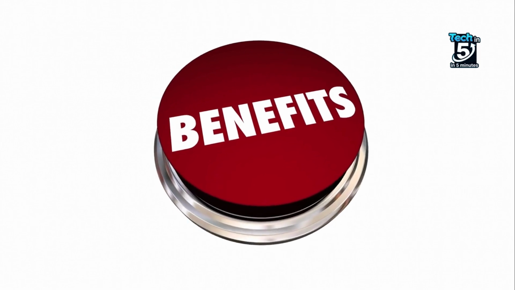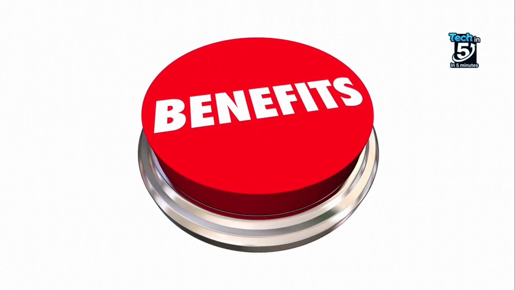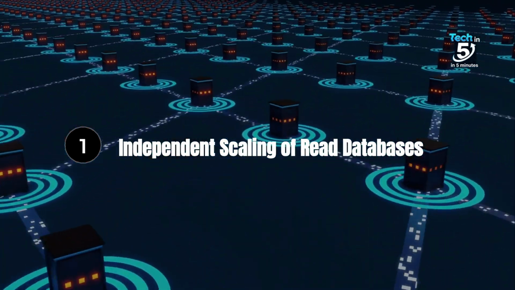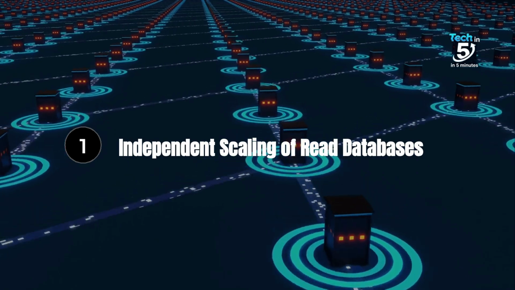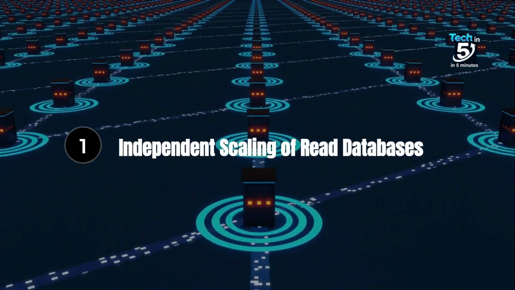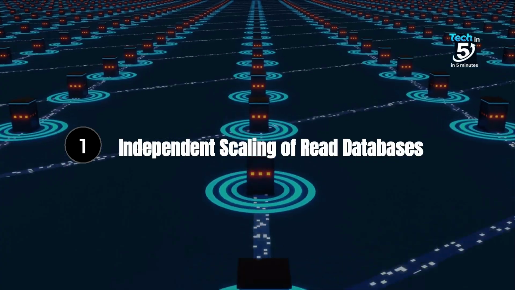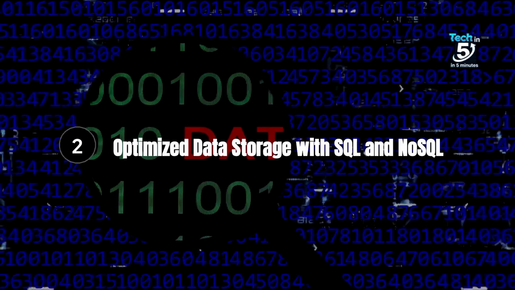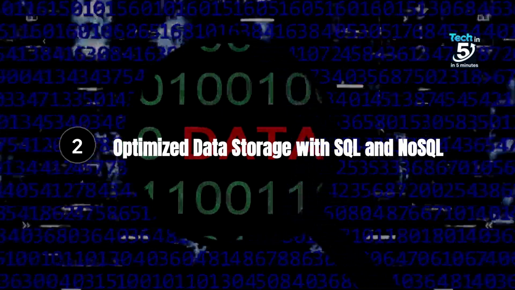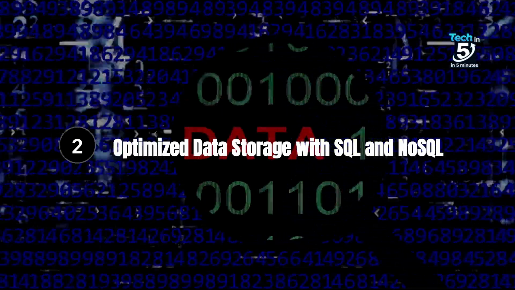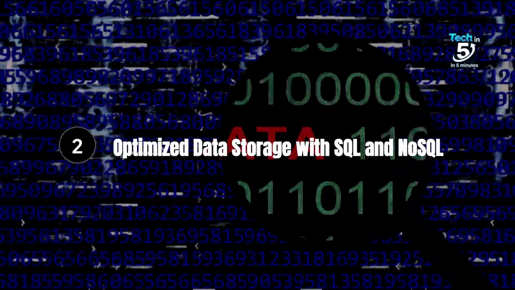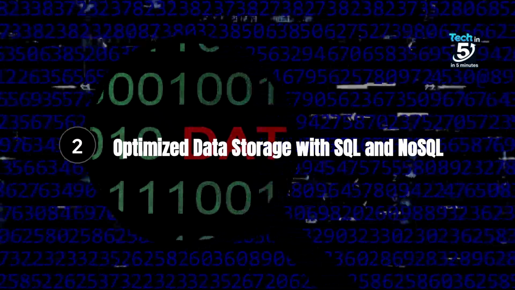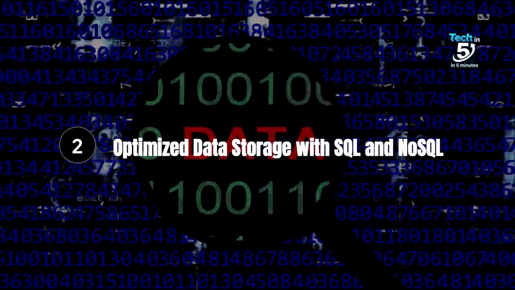But why go through the trouble of separating commands and queries? Benefit 1. Independent scaling. You can scale up your read databases, the query side, to handle 10,000 reads per second without touching your critical write master. Benefit 2. Optimized data storage. Use relational SQL for transactional integrity on the command side and use a flexible NoSQL database or search engine on the query side. Technology fit is prioritized.